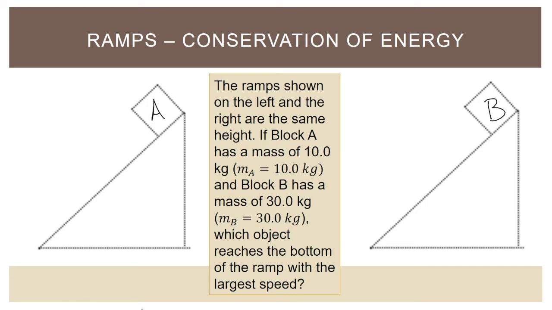So this says here, the ramps shown on the left and the right are the same height. If block A has a mass of 10.0 kilograms and block B has a mass of 30.0 kilograms, which object reaches the bottom of the ramp with the largest speed? This is something you definitely need to know for the AP test. They might not ask you something this straightforward, but it's certainly something you need to articulate. And now that it's the middle of March, now's as good a time as any to practice.